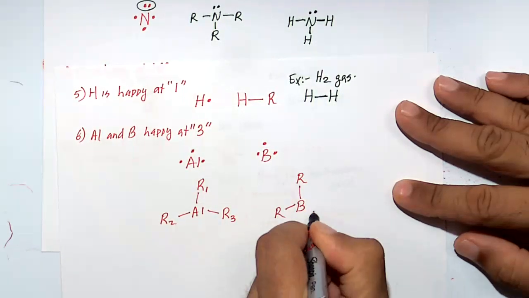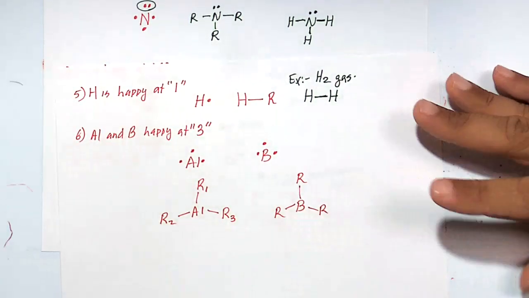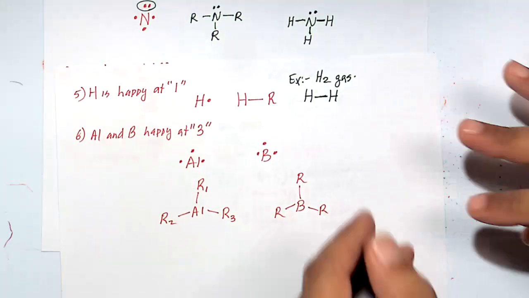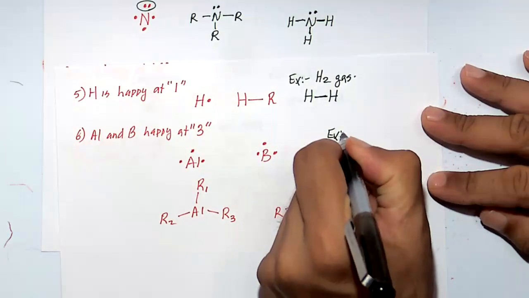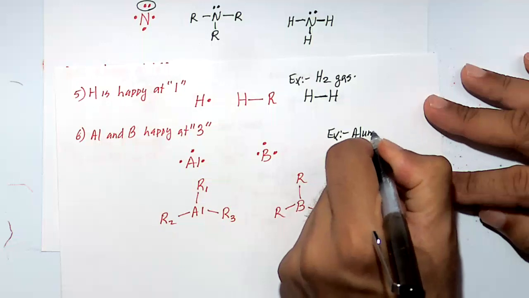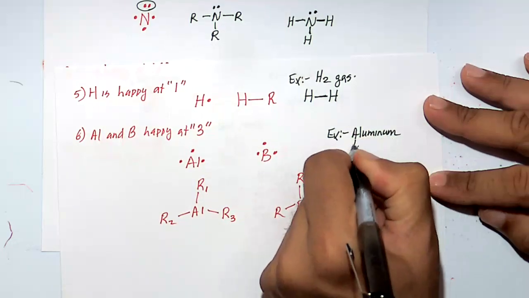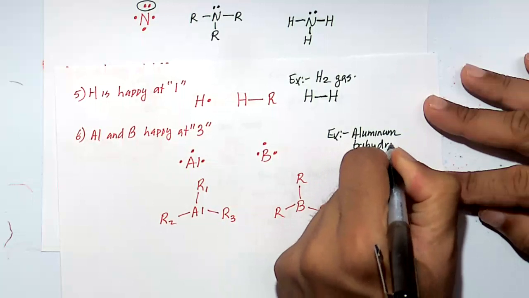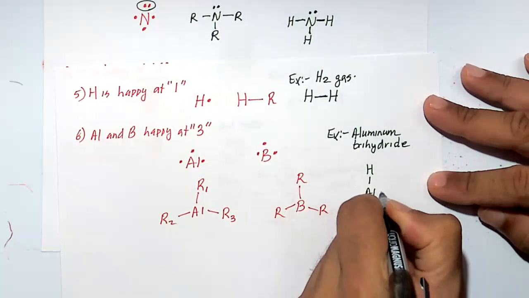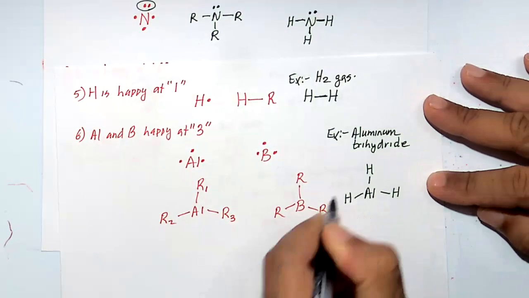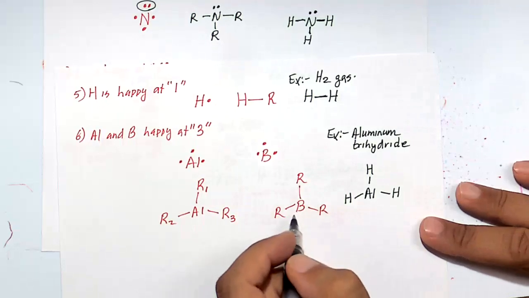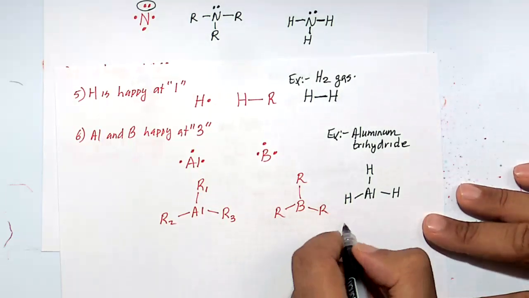and aluminum, happy at 3. So as an example, let's replace all the R's with hydrogen. So aluminum trihydride. Okay, that's one Lewis structure. I can replace the R's with chlorine, and I'll get boron trichloride.